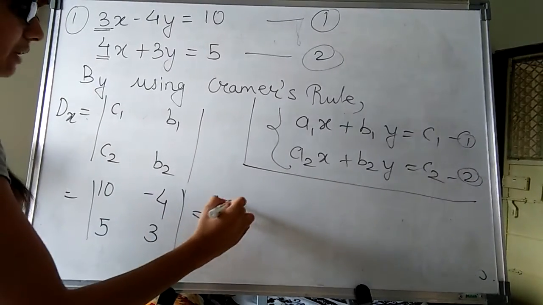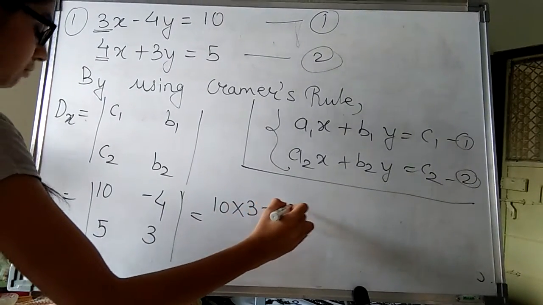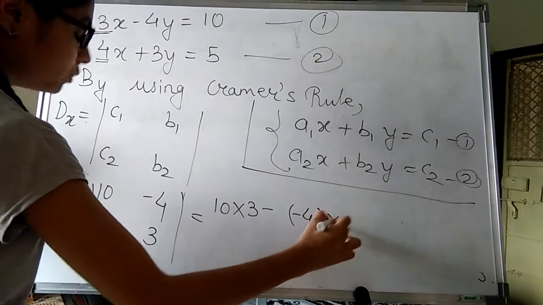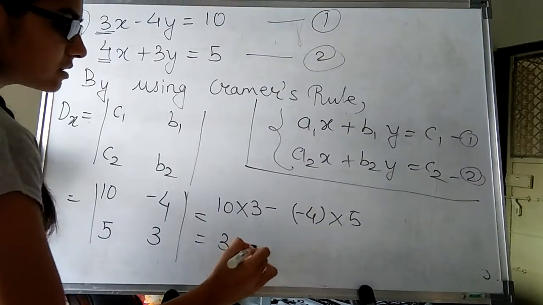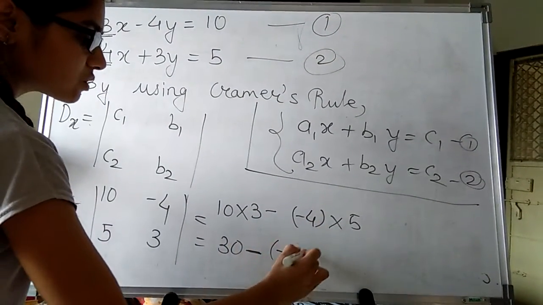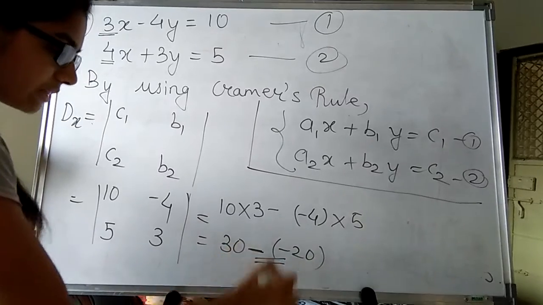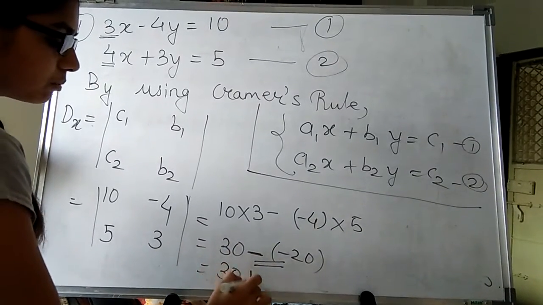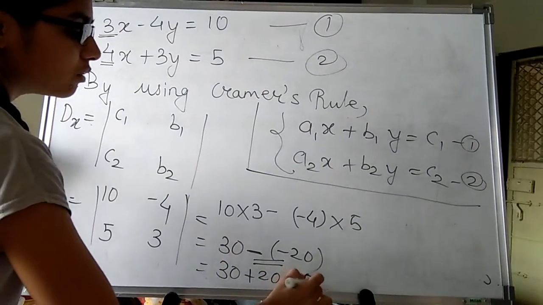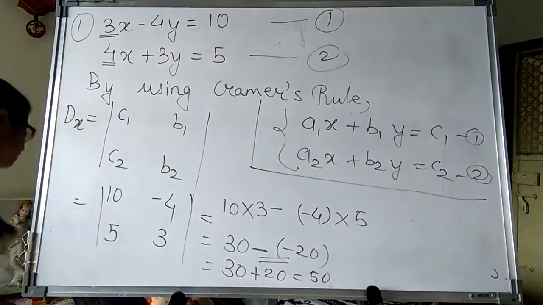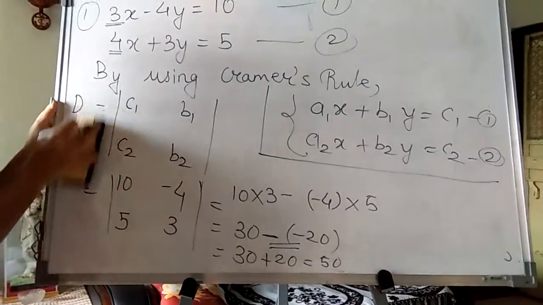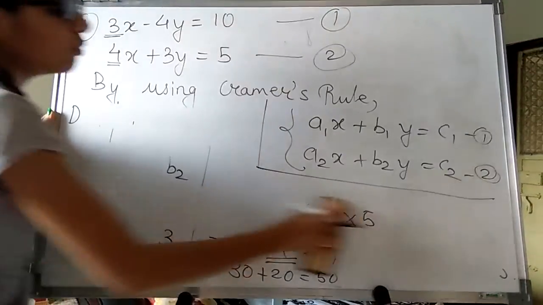Same way, cross multiplication. 10 into 3 minus -4 into 5. 10 3s are 30, minus as it is. -4 into 5 is -20. Two signs together, solve it and write it. So 30 plus 20. It is 50. So 50 is your dx. The same way you are going to find dy.